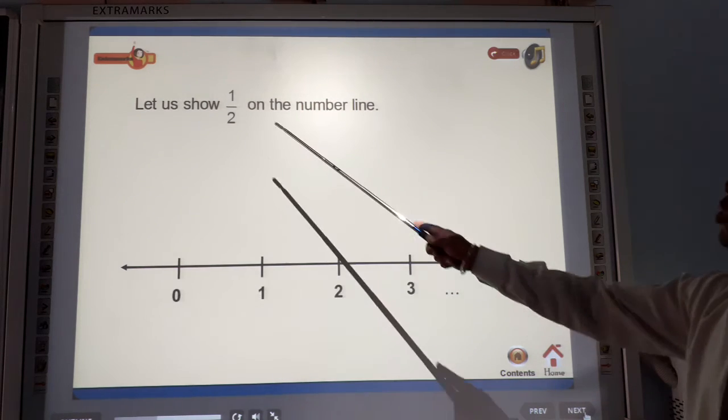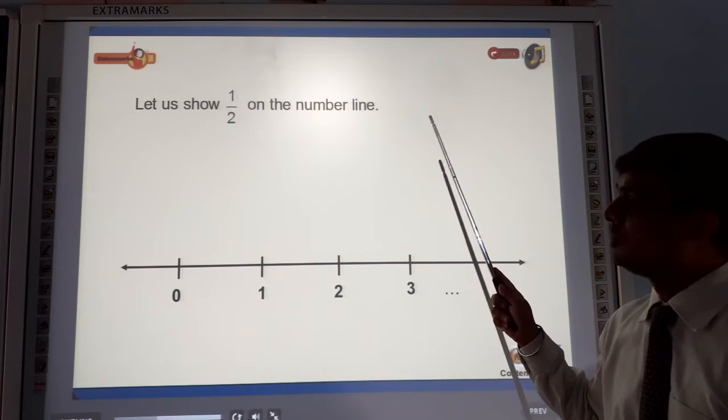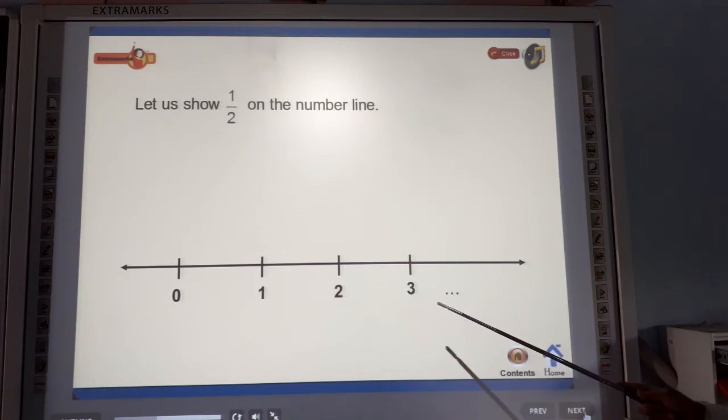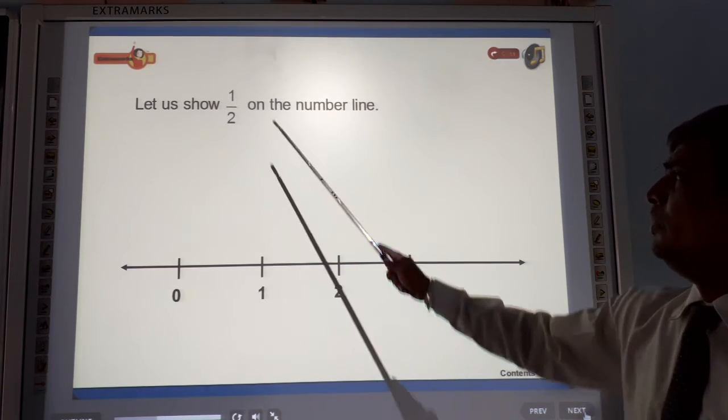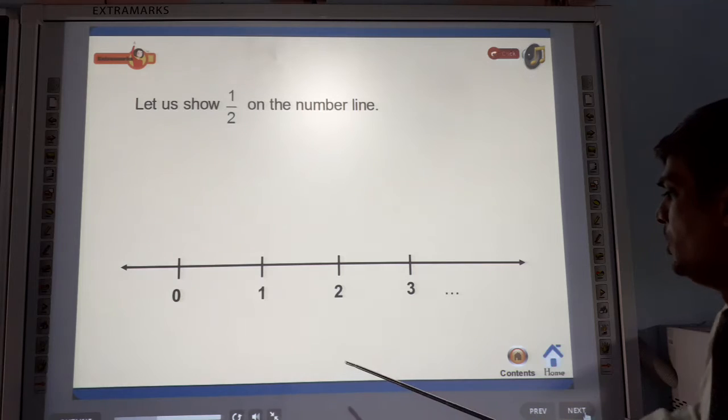Let us show 1 upon 2 on the number line. Between 0 and 1, the middle number is 1 by 2.